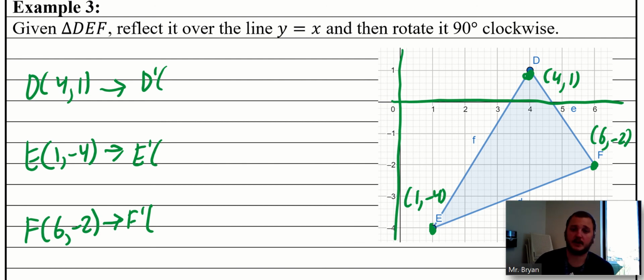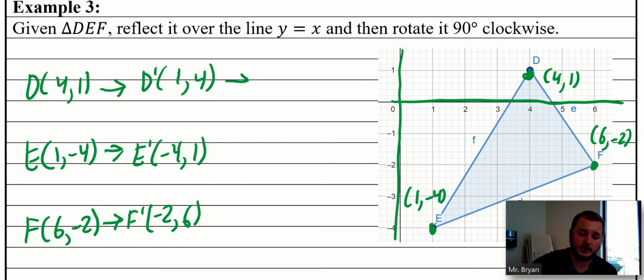So for instance, if I'm looking at 4, 1, all I need to do to apply that rule is switch it around to be 1, 4. Okay, signs don't change, I'm just changing the positions. Next one here, E is at 1, -4, so E prime is going to be -4, 1. And then F is at 6, -2, so F prime is going to be at -2, 6. All right, so I've got the first set of coordinates here. We're going to use these.